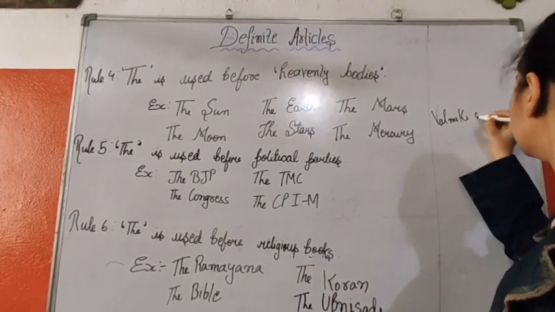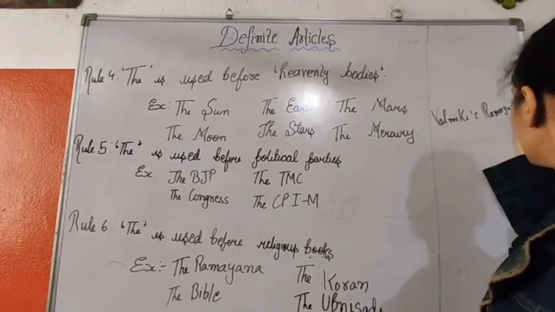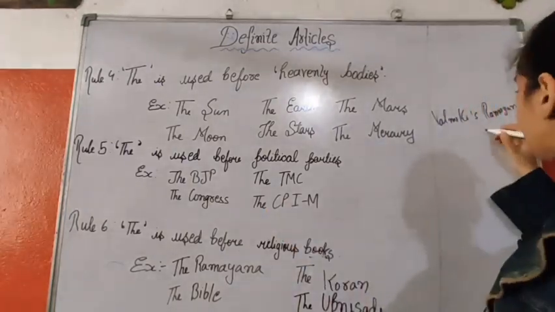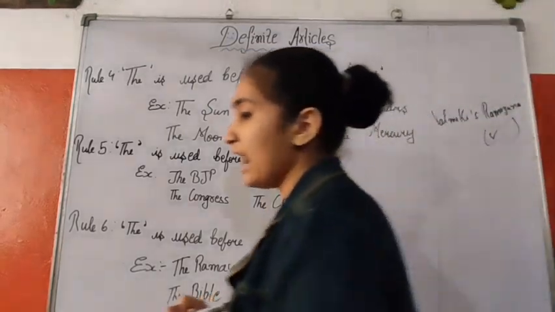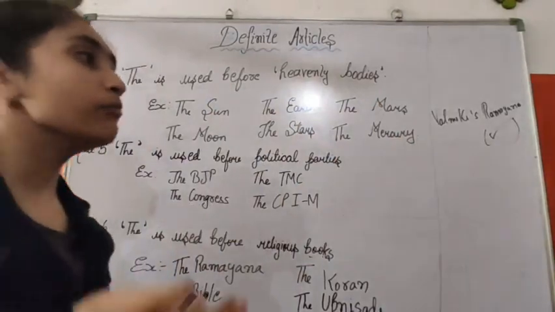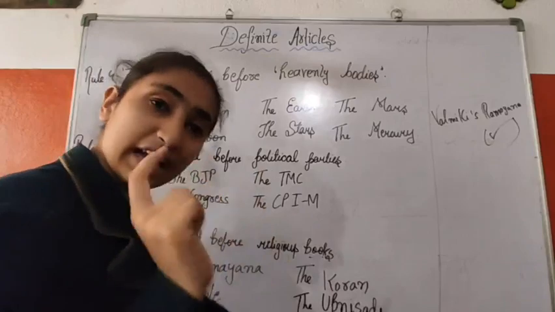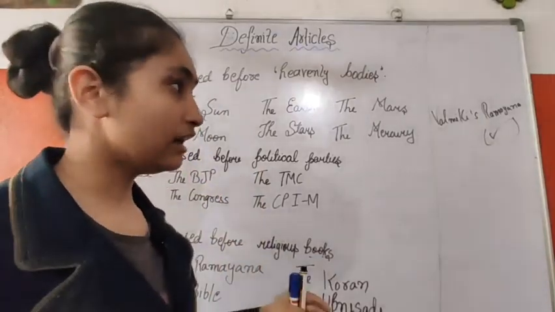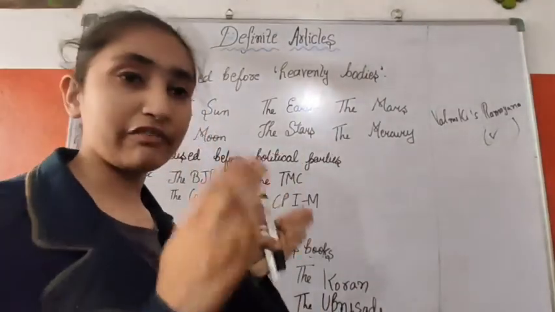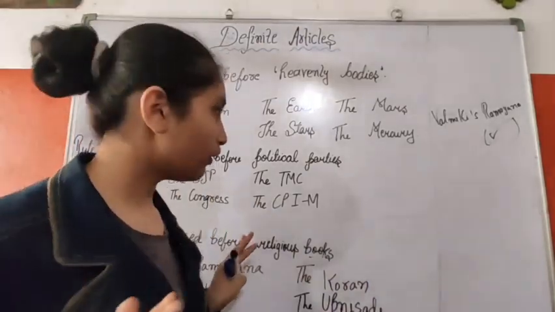Valmiki Ramayana. So you cannot say "the Valmiki's Ramayana." It will become wrong. But when you say "the Ramayana," it will become right, because we use "the" before the names of religious books. But if we add "the" when that book consists of its author's name before it, then it will become definitely, totally, fully wrong. Okay.